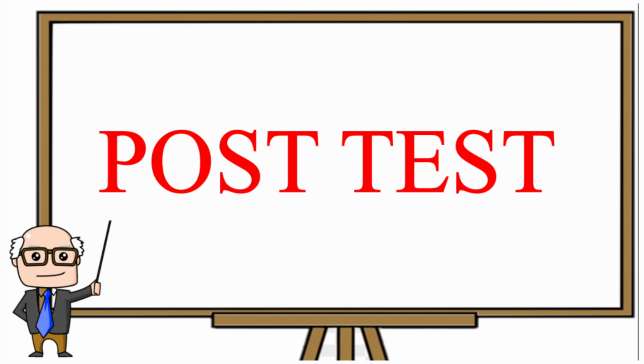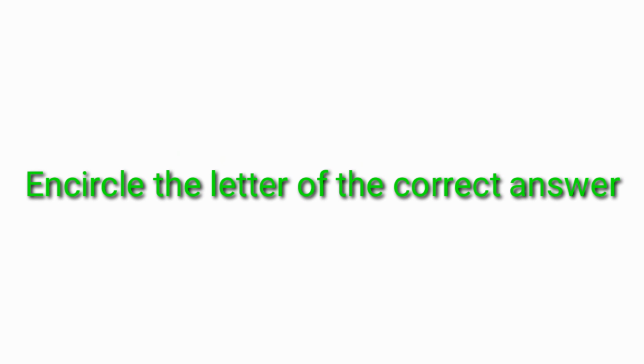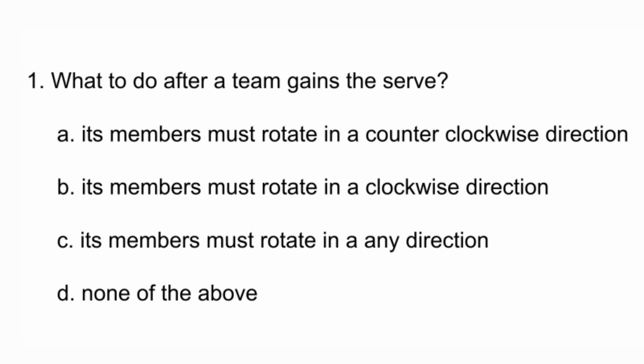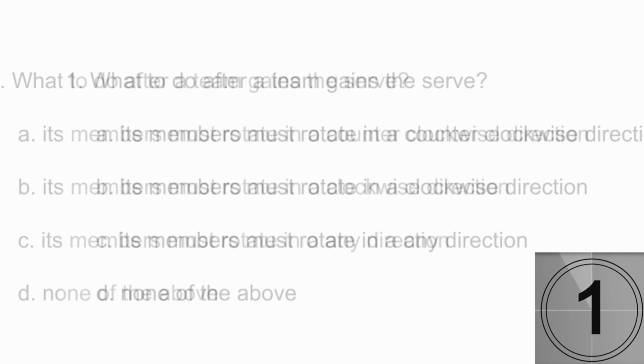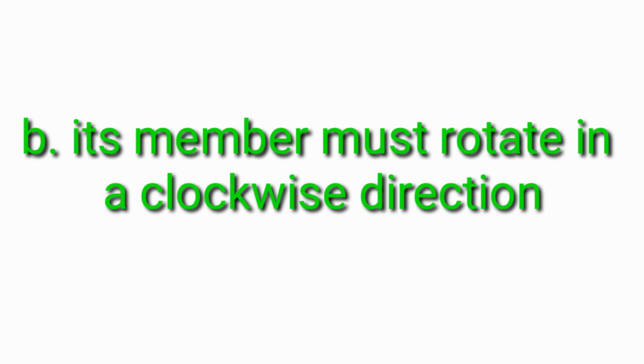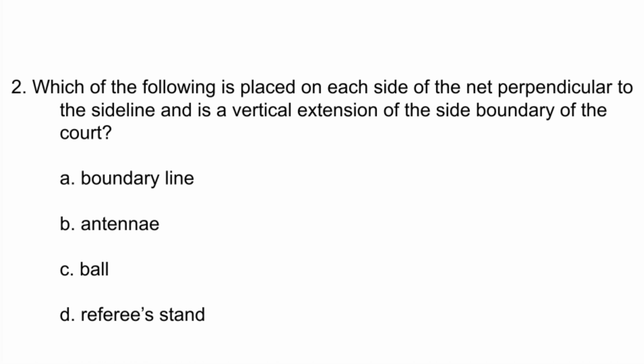For your post-test, let's encircle the letter of the correct answer. 1. What do you do after a team gains a serve? 2. Which of the following is placed on each side of the net perpendicular to the sideline and is a vertical extension of the side boundary of the court?